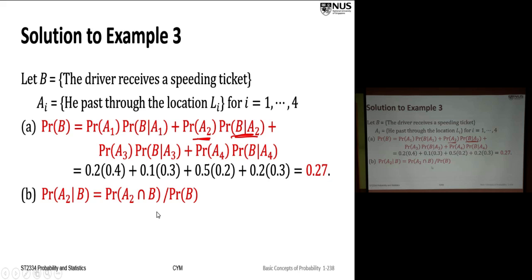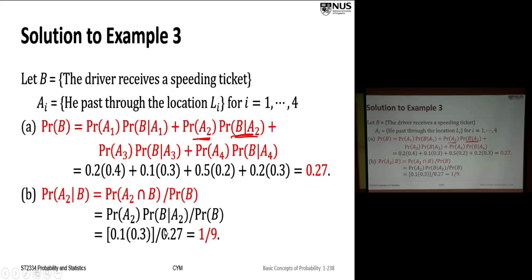If you are caught speeding, what's the chance that you used location 2? Following from the conditional probability, it is 1/9. In other words, originally the chance of going through A2 is 0.1. But given that he got caught speeding, the chance that it was A2 is slightly increased to 1/9.